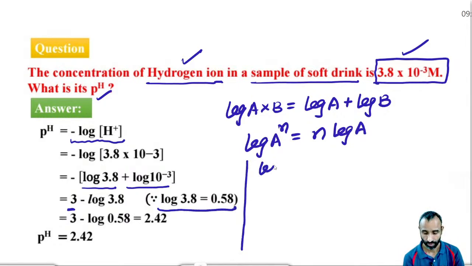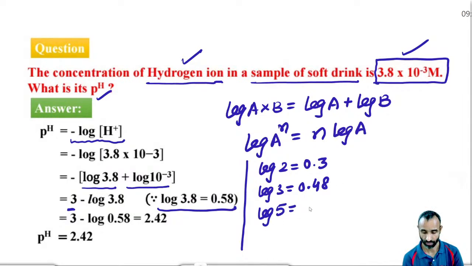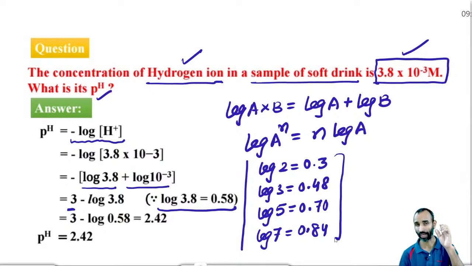See, log of 2 you have to keep in mind, 0.3. Log of 3 is 0.477, take it as 0.48. Log of 5 is 0.699, take it as 0.7, and log 7 is 0.84. These four logs you have to keep in mind.